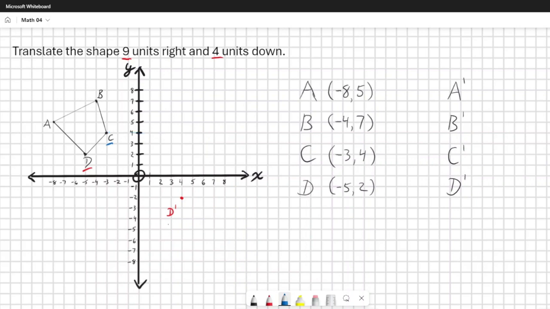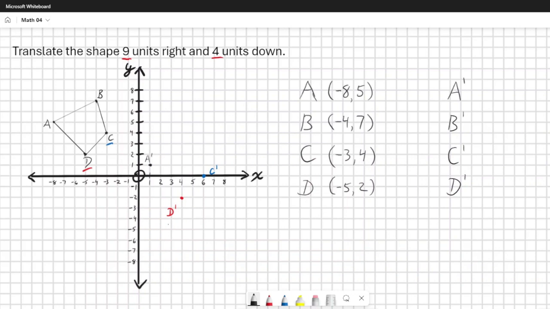So let's get rid of those lines. And we're going to put it right there. Okay, and then keep in mind that we are going to use C prime to put that in place. And we can do the same thing for A and B. So it's going to go 1, 2, 3, 4, 5, 6, 7, 8, 9 across and 4 down. 1, 2, 3, 4. So there we go. That's going to be A prime. And for B, we'll do the same thing.